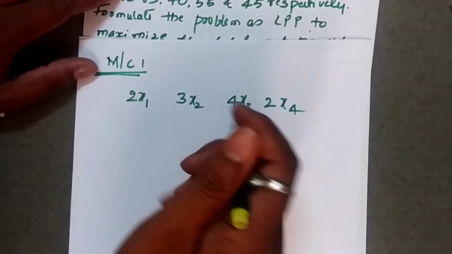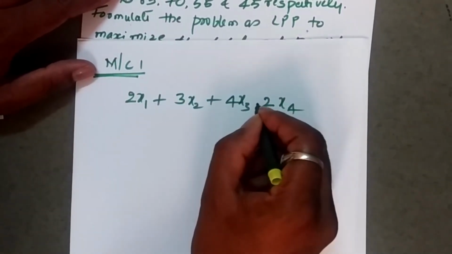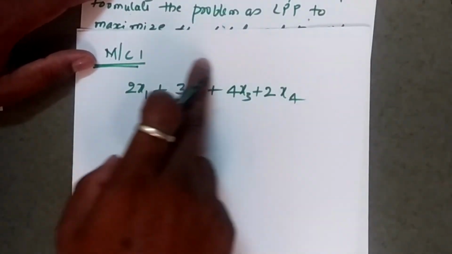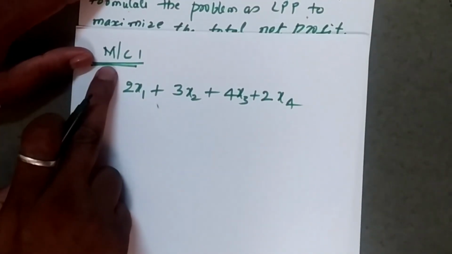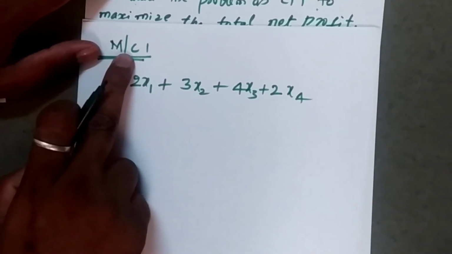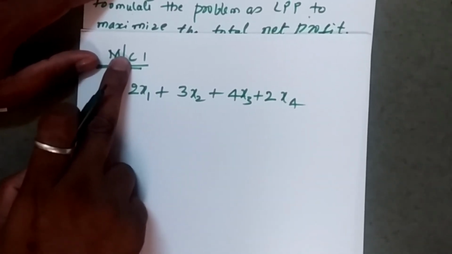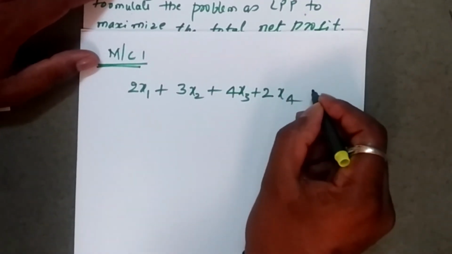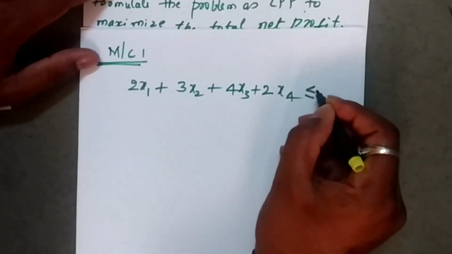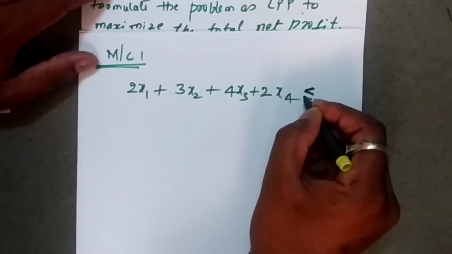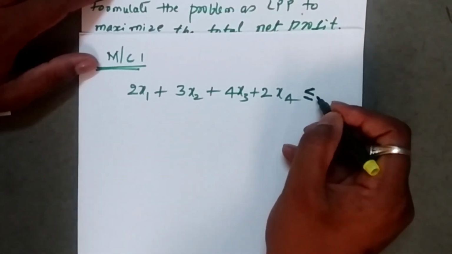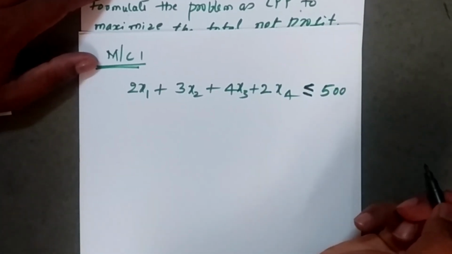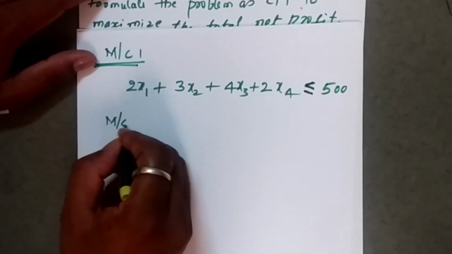So total time is nothing but what? We should add this. And when we add this, I'll get the total time on machine M1, that is machine 1. They said that machine 1 is available not more than 500. So my inequality sign will be what? That is less than or equal to. I cannot use more than this. So you should write here 500. Clear?